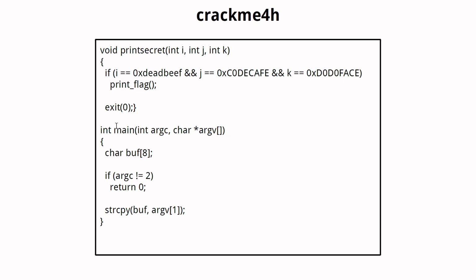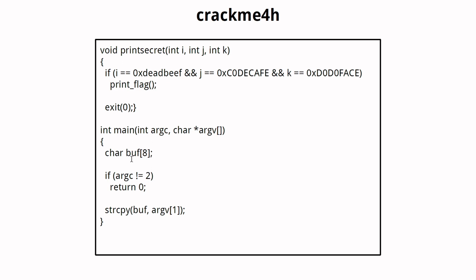So this is the source code for CrackMe 4. Both the regular version and the hard version have the same source code. The only difference is when we compile them, we give different flags. There is a main function, there is a buffer, 8 bytes, at the source code level, and it looks for command line arguments. It doesn't look for stdin input. It copies your input to the buffer using a string copy. That's why there is a buffer overflow here.